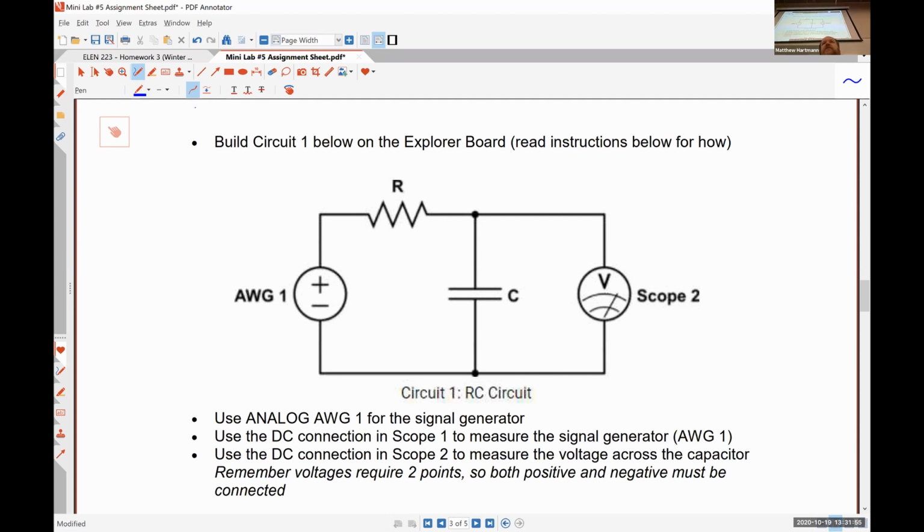AWG1, that is what's known as an analog wave generator. So up to this point, everything that we've done in this class has been using DC sources. An analog wave generator is a voltage source that can provide square waves, triangular waves, and sinusoidal waves that may or may not include a DC offset. We are going to be dealing with a square wave today. So let's talk about what that is very briefly.